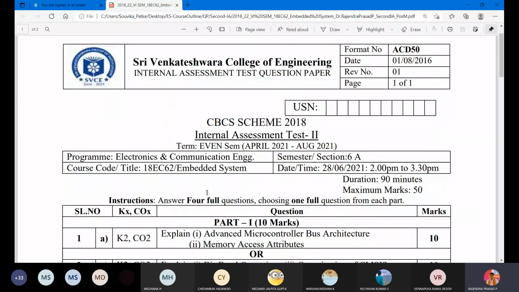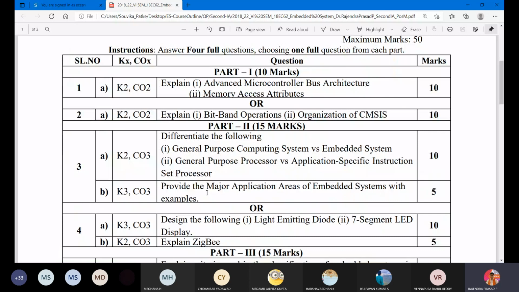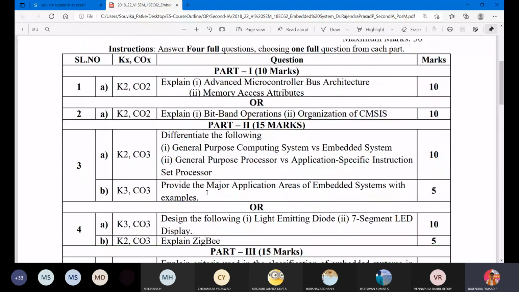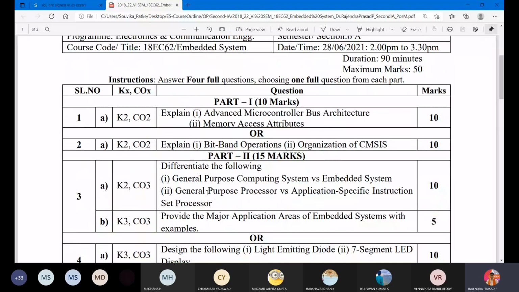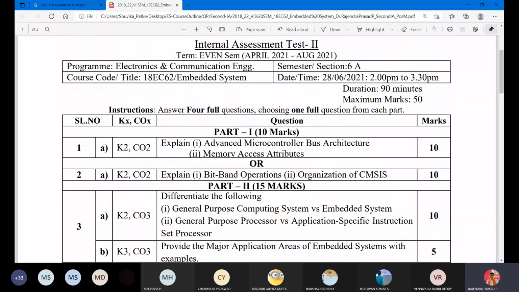So this was your question paper. So the paper was lengthy. Whether the paper was lengthy, or it was okay, or moderate, how was it? It was moderate, sir. Okay.